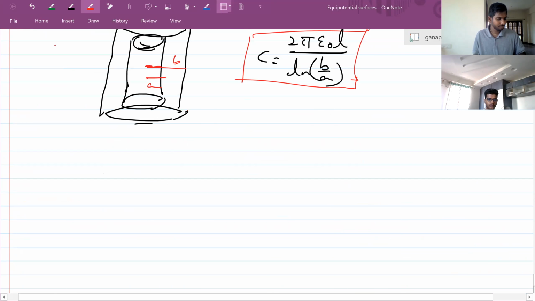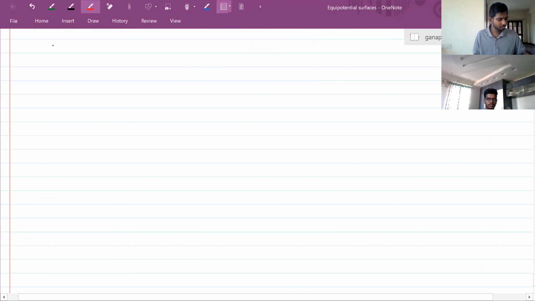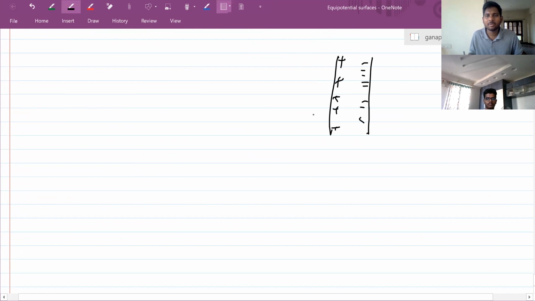Then, generally, what is the total charge on the capacitor? Suppose you see this is the positive charge, this is the negative charge. So for the entire capacitor, what is the charge now? Zero, right?